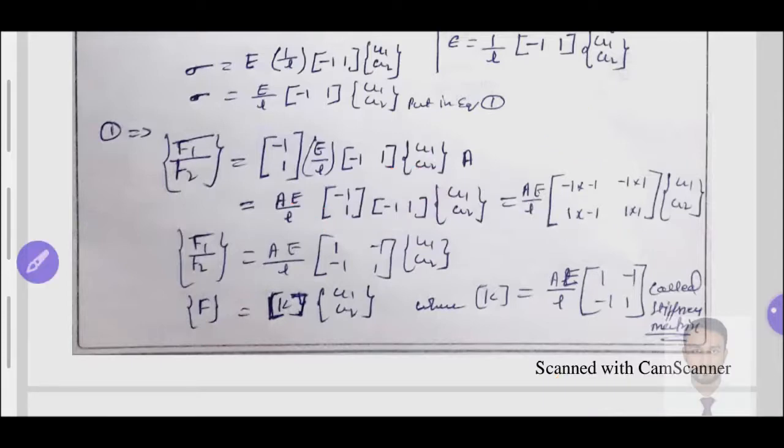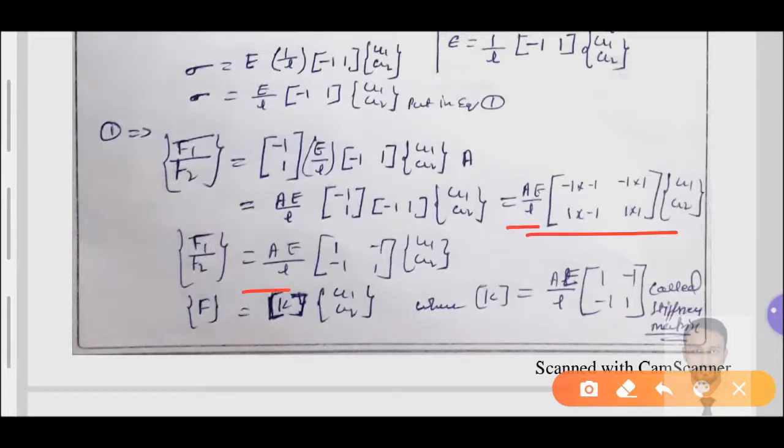So this we have taken as it is, and this one as it is. Then this yields AE divided by L, minus 1 into minus 1 is plus 1, minus 1 into plus 1 is minus 1, 1 into minus 1 is minus 1, and 1 into 1 is 1. So now we can easily understand this: the value of AE by L into 1 minus 1 minus 1 1 is the K matrix.